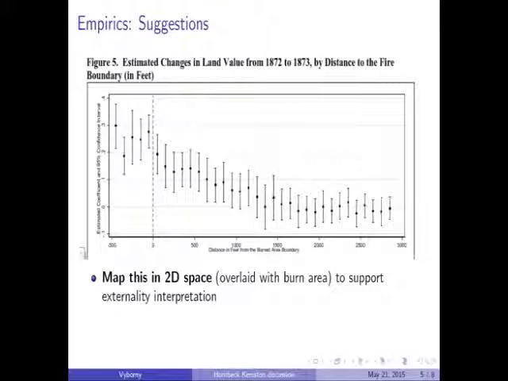So right now this is a one-dimensional measure of distance from the boundary, but I think it might be even more convincing that what's going on here is an externality if you just overlay that with the maps you already have that show the burn. So if we see this same sort of pattern on all areas in all directions from the boundary, that would be, I think, really nice to verify that.